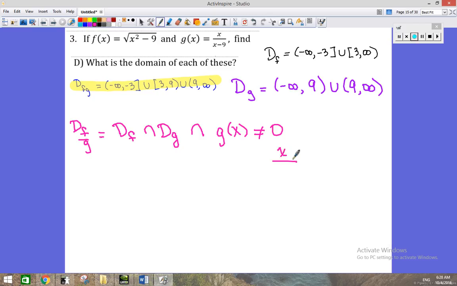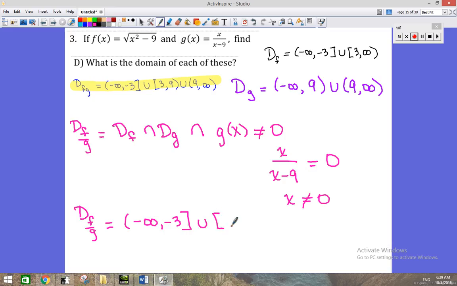So G of X is this X over X minus 9. If we temporarily set that equal to 0, well, that's saying if X is 0, this fraction reduces to 0. We don't want that to happen. But look at our answer for the domain of FG. 0 is already excluded. So this isn't going to change our answer. Had it excluded the number 4, we'd have to come in and say, well, 4 is between 3 and 9. Or had this been a 10, well, 10 is bigger than 9, and we'd have to come in and throw that value out. But 0 has already been thrown out. So the domain of F over G just happens to be the same answer as our product FG. And that will not always be the case.